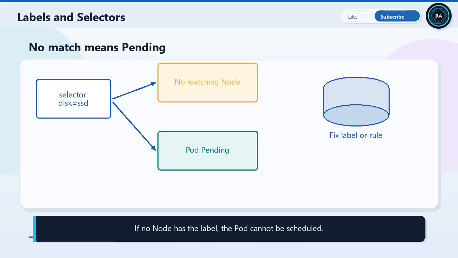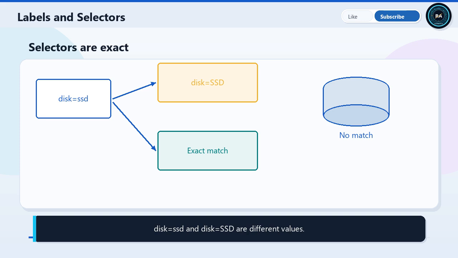If no node has a requested label, the scheduler has no feasible node. The pod stays pending until the label or the pod rule changes. Selectors are exact. A tiny mismatch in key or value is enough to remove every node from the feasible set.